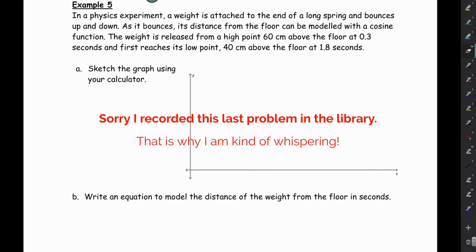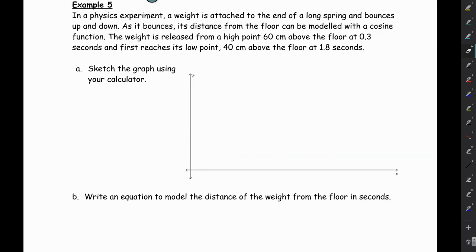All right, this is the last problem, example 5. In a physics experiment, a weight is attached to the end of a long spring and bounces up and down. As it bounces, its distance from the floor can be modeled with a cosine function. The weight is released from a high point of 60 above the floor at 0.3 seconds and first reaches its low point at 40 centimeters above the floor at 1.8 seconds. So it says to sketch the graph.